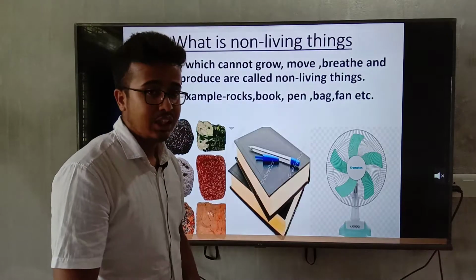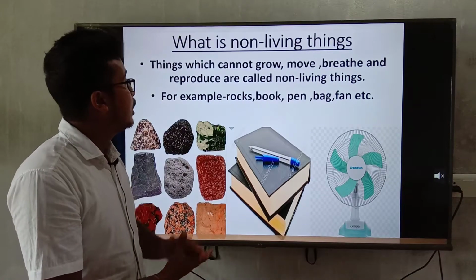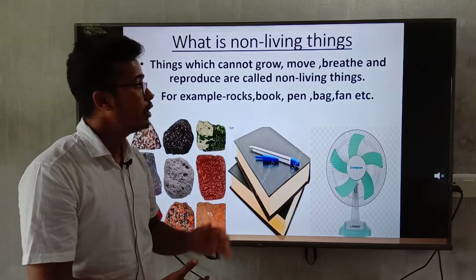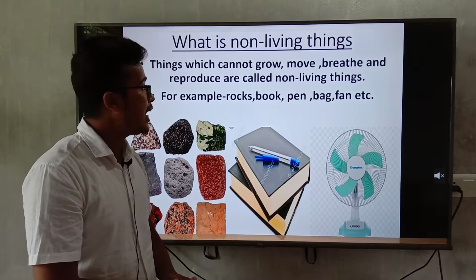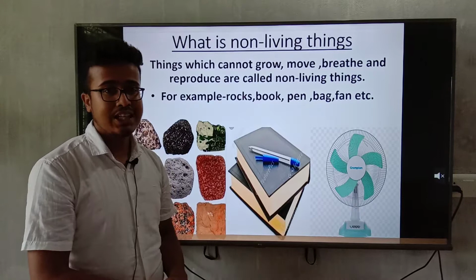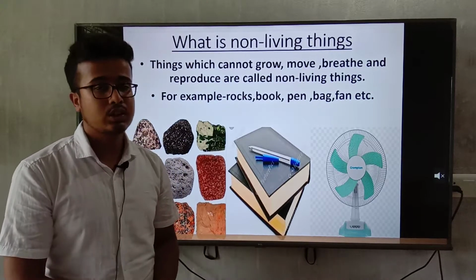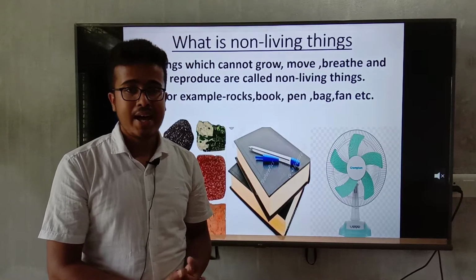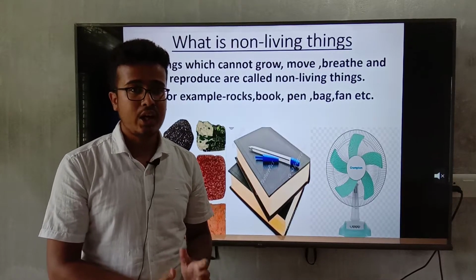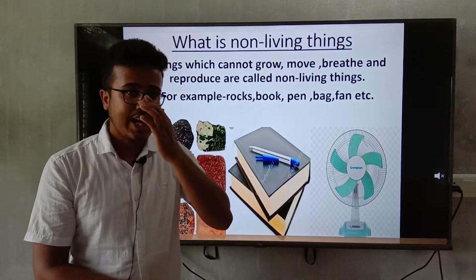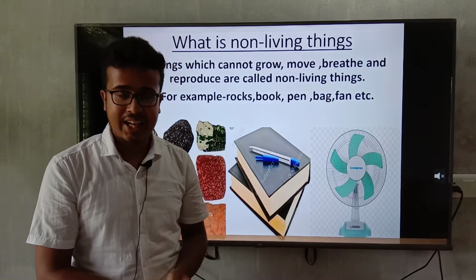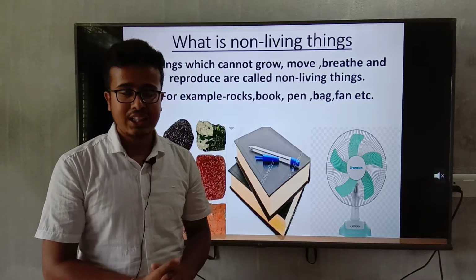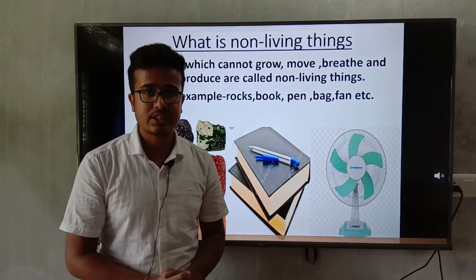So after this, non-living things. What is non-living things? The things which cannot grow, move or breathe and reproduce are called non-living things. Examples: table, books, rock, pen, pencil, copy, bag, etc. These all are non-living things, and non-living things cannot breathe, cannot eat, cannot move, and cannot reproduce. So these are the examples of non-living things.